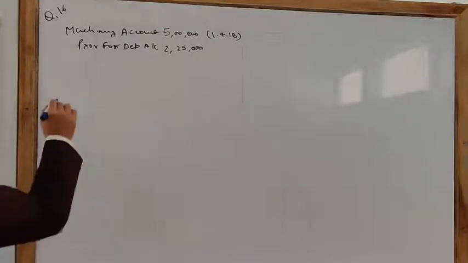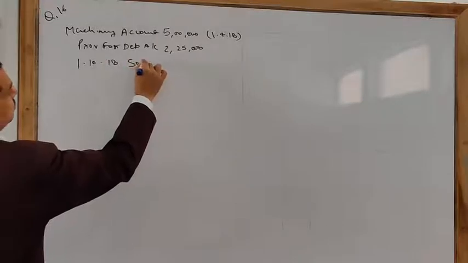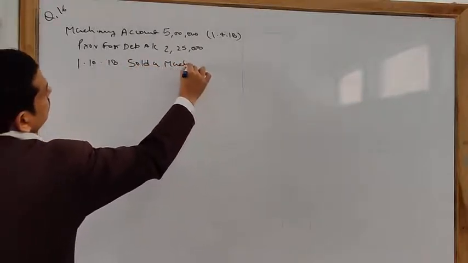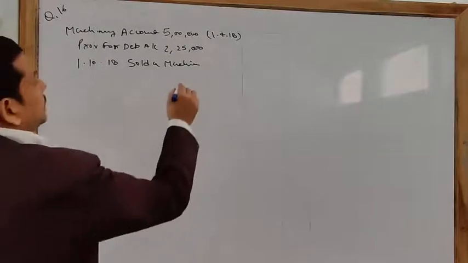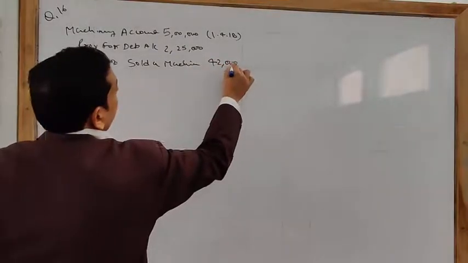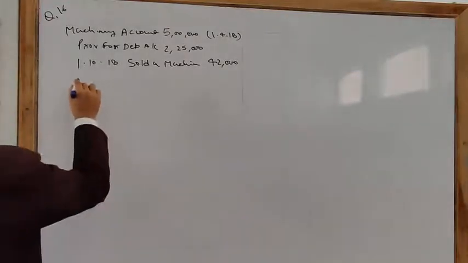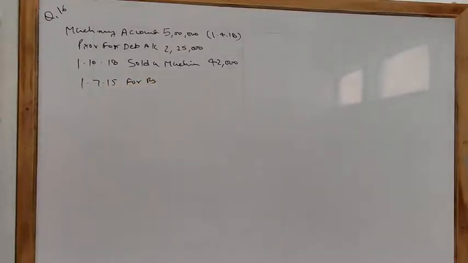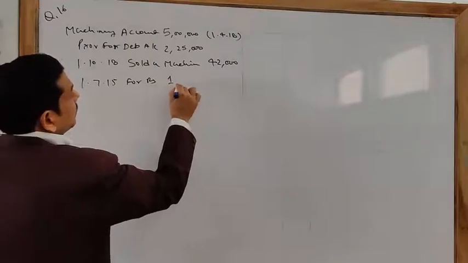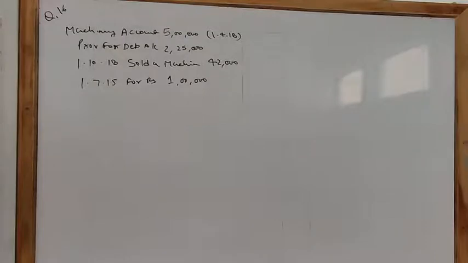Now, on 1st October 2018, on 1/10/18, they sold a machine for an amount of 42,000, which was purchased on 1st July 15 for rupees 1 lakh. Clear? On 1st July 15 it was purchased for rupees 1 lakh. Okay.